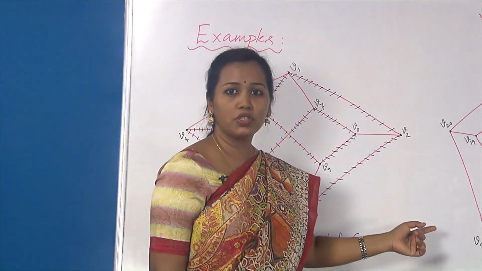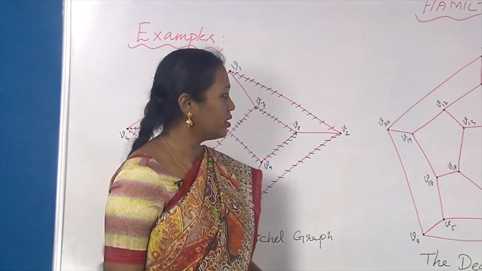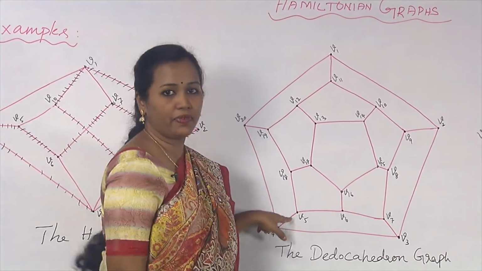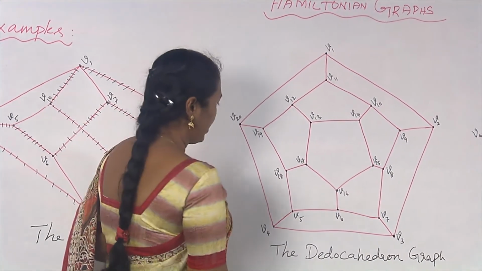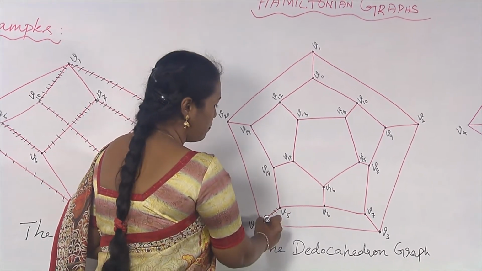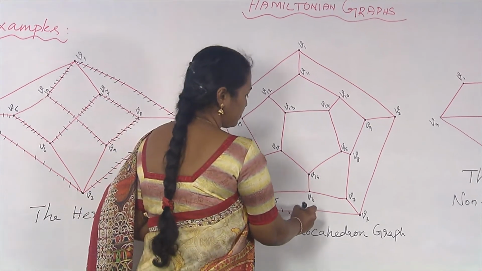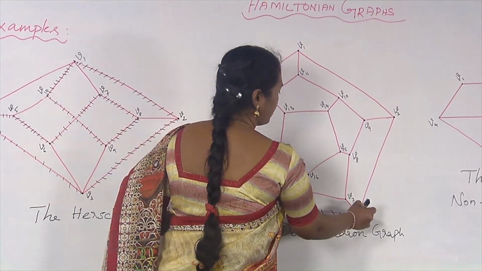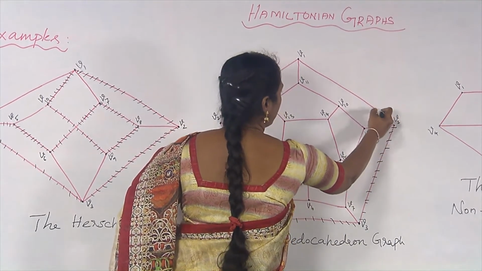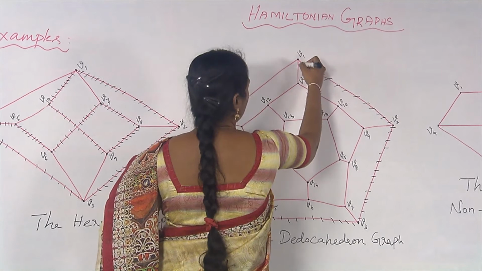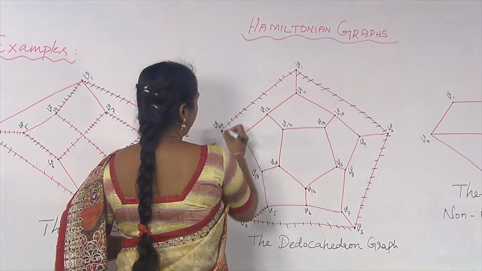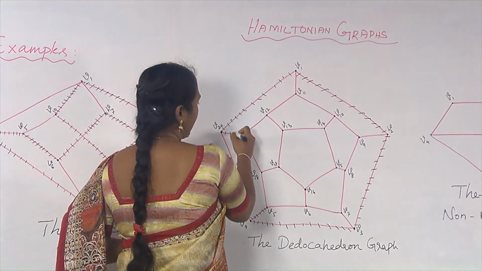Now let us move on to the dodecahedron. So here we can start with V5. Let us say I am starting with V5. So from V5 I go out to V4 and from V4 I go to V3. From V3 I go to V2. From V2 I go to V1 and from V1 I am going to V20. After that I am going to V19.